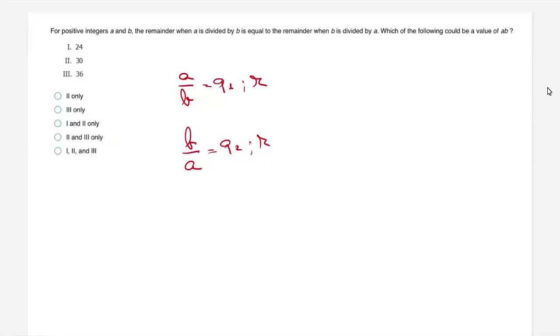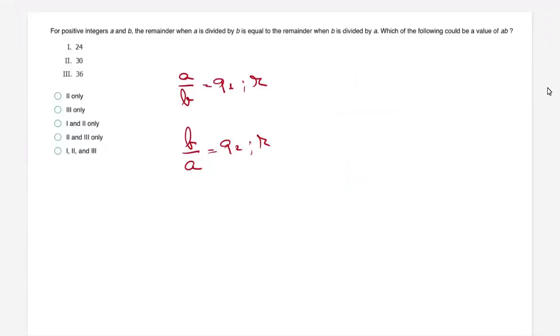Well, let's suppose it's 3 over 7 and 7 over 3. 3 divided by 7, the remainder is 3. Okay. 7 divided by 3. Okay. Well, let's go more generic.